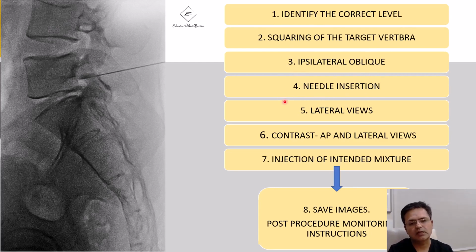Once you've got the needle in the correct position in the oblique view, you switch over to the lateral views to make sure the depth of the needle is okay. Once you're happy with the positioning of the needle, you put in contrast, you check again in the AP and the lateral views to make sure the contrast is spreading where you want it to spread. And then this is followed up by the injection of the intended mixture. You save the images, and once the procedure is completed, the patient is shifted out of the procedure room and the monitoring is done. And when he's ready for discharge, you give the instructions for discharge. So this is the sequence of what you want to do when you're doing a nerve root block.